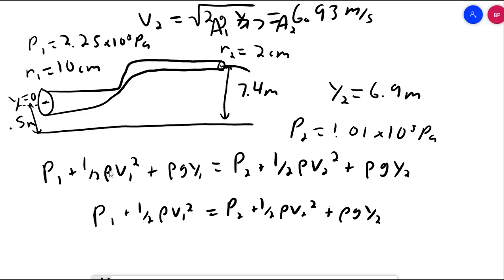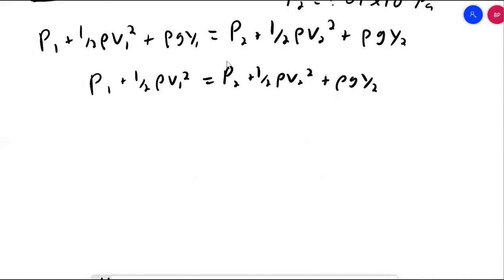All right, so we know everything here. We know the density of pure water. We know our height. We know both of these pressures. So the only thing we're missing is our velocity at this end of the pipe and our velocity at this end of the pipe. Okay, so this is one equation with 2 unknowns. We need something else to solve it. And so what is that thing? It's our continuity equation.